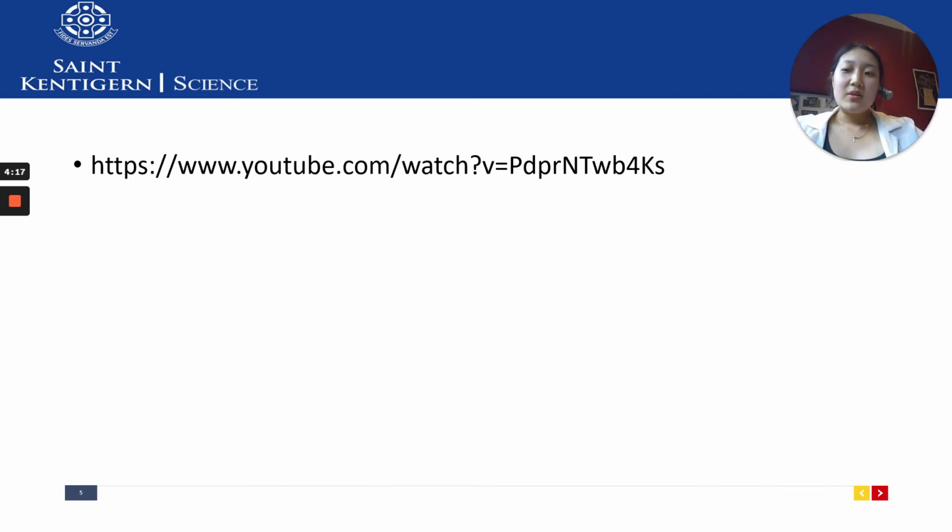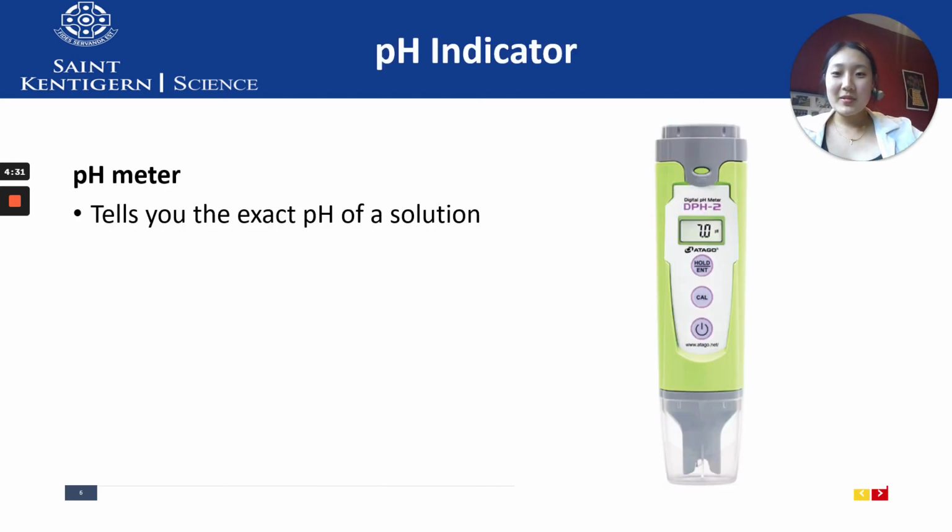Okay, so this is a YouTube clip of different colors of universal indicator. I have posted this on YouTube, so have a look at that. Sorry, I've posted this link on OLE. And lastly, this is called a pH meter, and it tells you the exact pH of a solution. So the universal indicator only gives you the approximate pH of a substance, but this pH meter can tell you the exact pH, which is very useful.